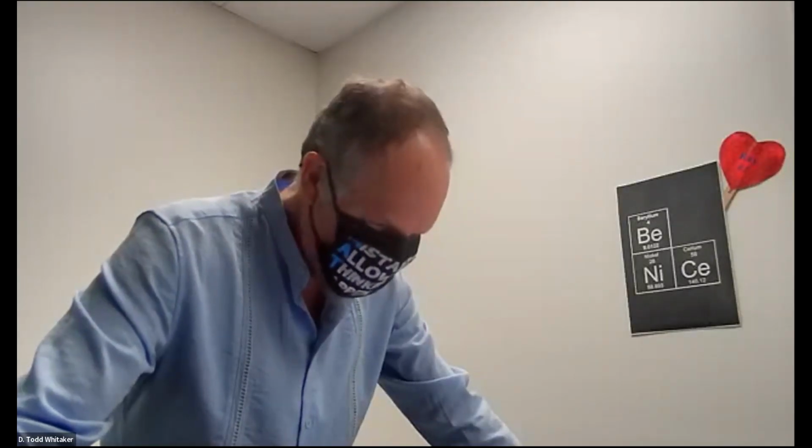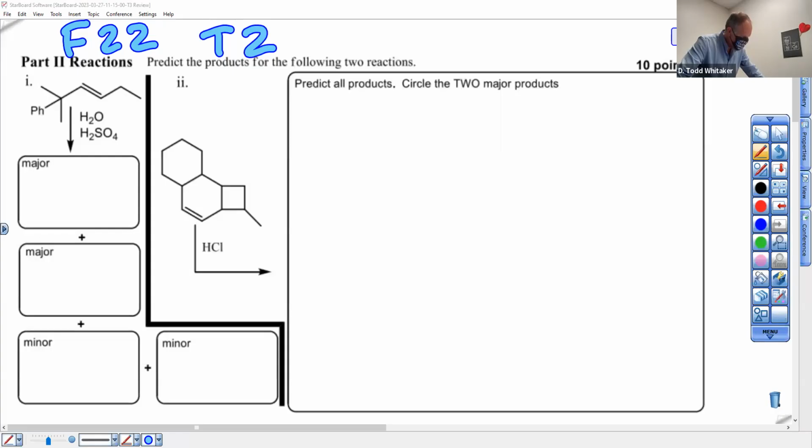Okay, predicting products. Part 2, reactions: predicting products for the following reactions. I'm going to start over here. These are the 2 reactions that generate carbocations.